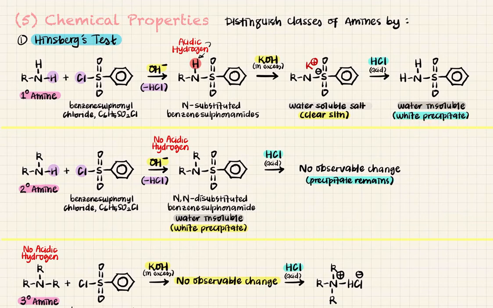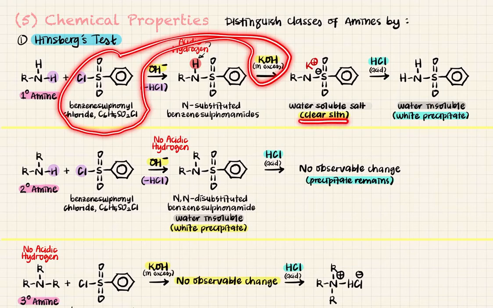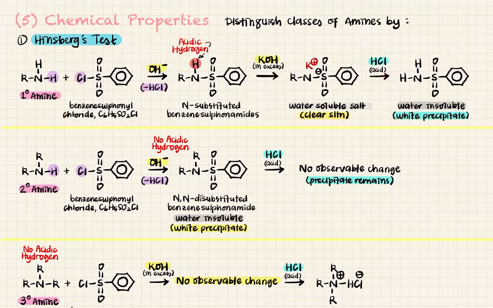Okay, so primary amine, when treated with benzene sulfonyl chloride in excess KOH, you will get a clear solution. So that means it is a primary amine. Then when you treat with HCl, you get a white precipitate. Okay, that means that is the primary amine's observation.